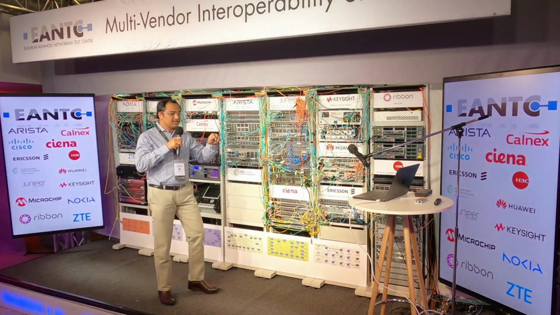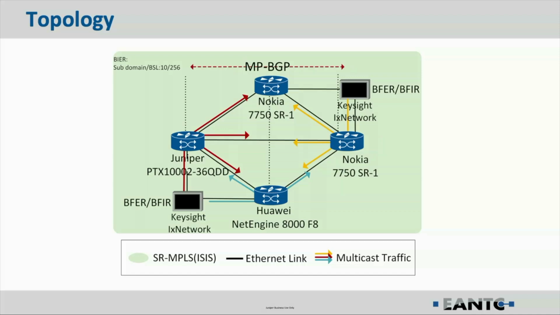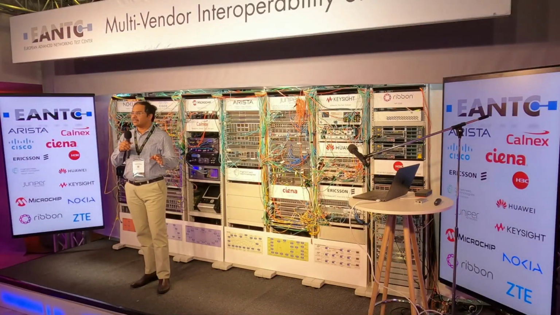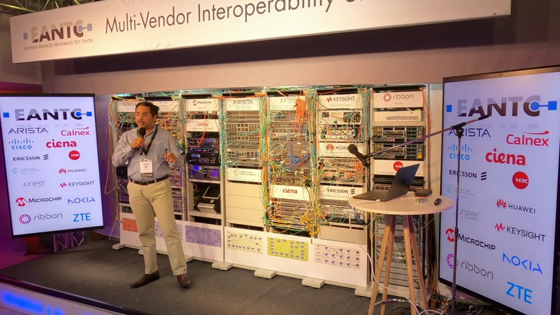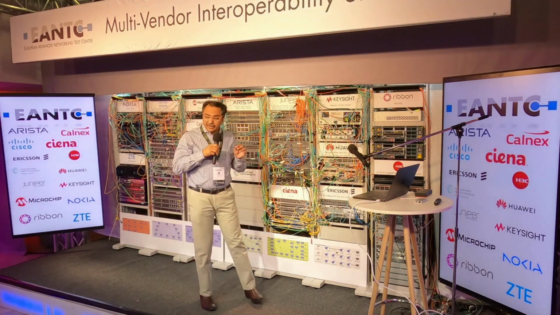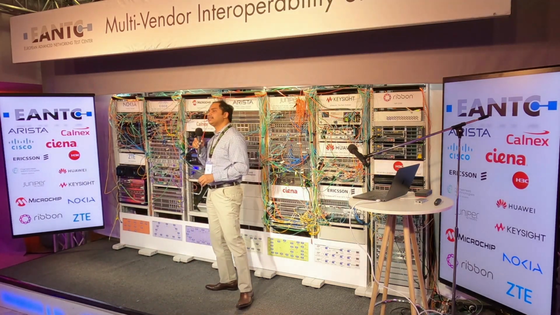This is the topology which we used in Berlin for the Interop. There were 4 players, actually 3 players, including Huawei we had 4 players. For today's presentation, we have only 3 players: Juniper, the PTX10002-36QDD, Nokia, the 7750 SR-1, and Keysight. The functionality which we are currently showing is the underlay part.